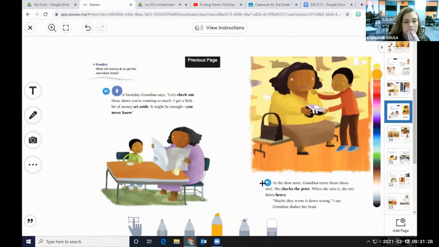Home. Grandma says, "How kind of Mr. Alfrey." I nod and turn my back. I'm not going to cry about any dumb shoes. Slide 9. On Saturday, Grandma says, "Let's check out those shoes you're wanting so much. I got a little bit of money set aside. It might be enough. You never know."